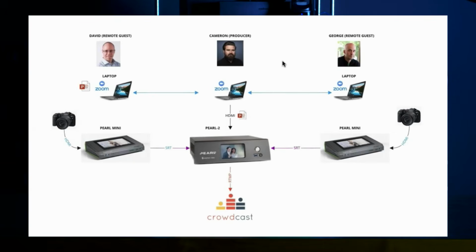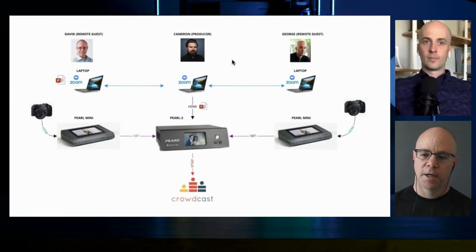So just to show you an example comparison here, we're going to flip to the Zoom example, because we can do this both ways since we've done it before, and show you the quality difference between what you have with Zoom and what is possible with SRT. So in this diagram, I have a laptop that's running Zoom. Cameron has one at his end. George has one as well. We're on a Zoom call together. That's how we're communicating with one another. But George and I are both sending an SRT stream through our Pearl Minis up to the production Pearl 2, which Cameron is operating, and that's doing the actual broadcast.